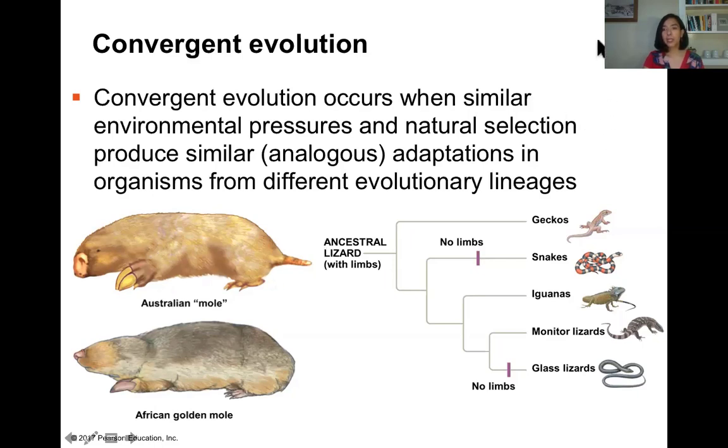Another example is snakes and glass lizards. These are legless, so they lack legs, right? But you see, they are not sister groups. Actually, monitor lizards are the sister group of glass lizards in this phylogeny. What this means is that the absence of legs has evolved twice in this whole group. So they have evolved twice by convergence, not because they share the most recent common ancestor between these two groups.